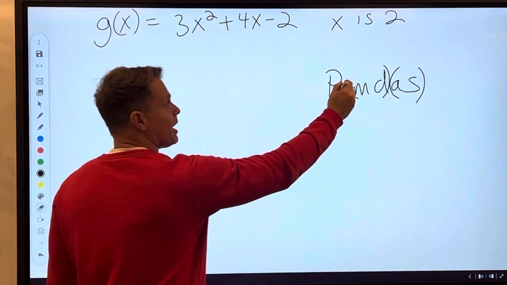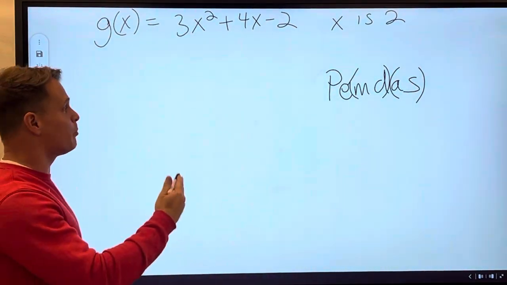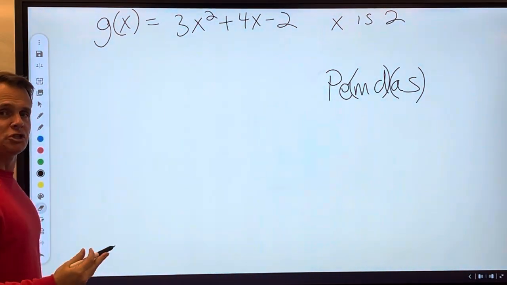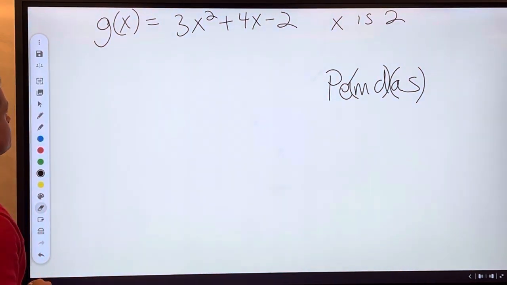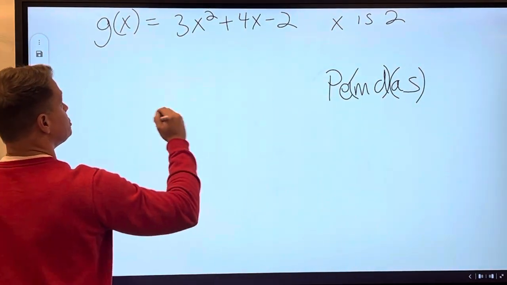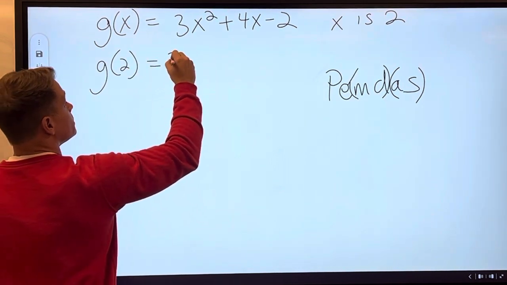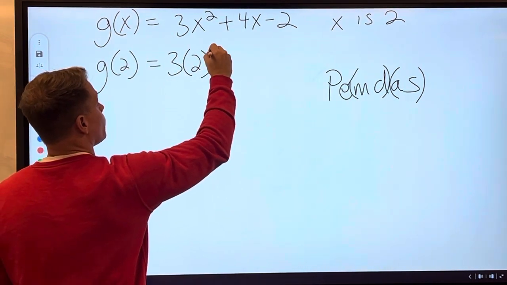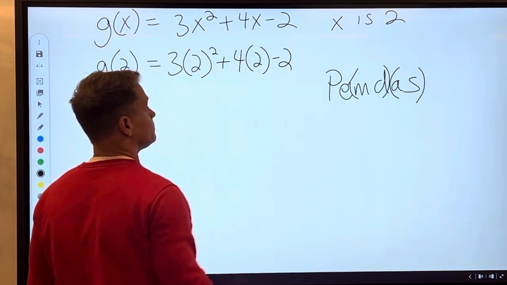You guys go ahead and try this. I'm going to try this also. Let's see if we come up with the same answer. Go ahead and press the pause button. When you're done trying it, press the play button. I'll do it. Let's see if we got the same answer. Okay, let's take a look. I'm going to put the 2 in for x. So 3 times 2 squared plus 4 times 2 minus 2.